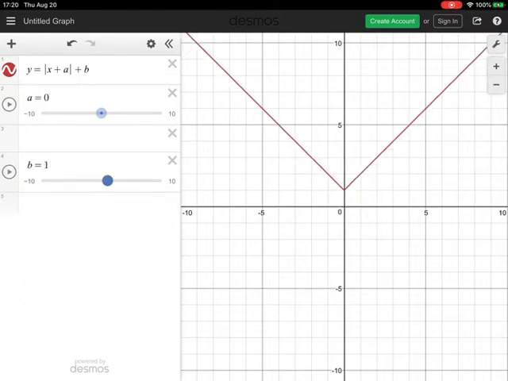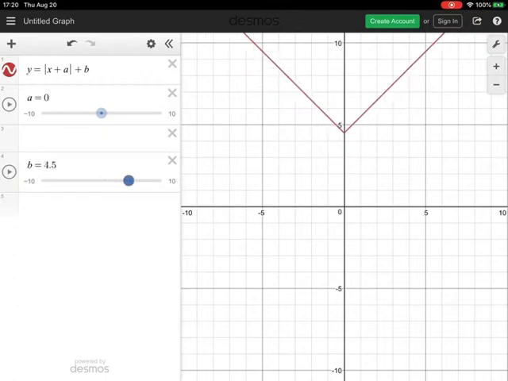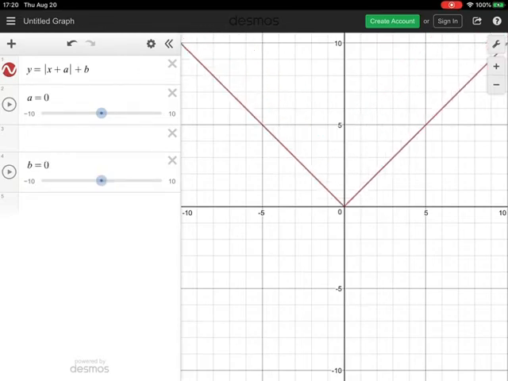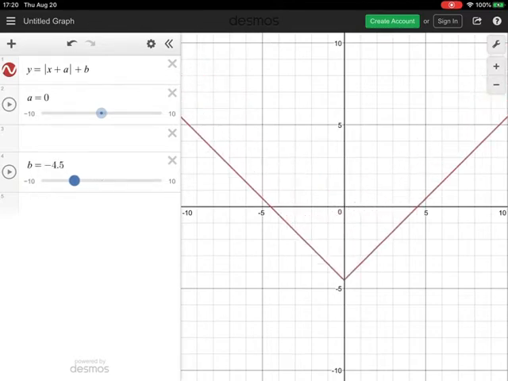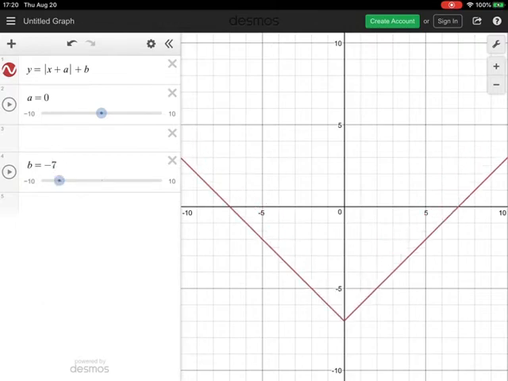But if b is positive, it moves up. Play around. If b is negative, it simply moves down. There's an explanation for this, and I'll get into it, but that's all you need to know. It moves down however many units the b is. So look at the graph. Its y-intercept is -7, and look at the b value. It is -7. The amount of units it goes up or down is equivalent to b.